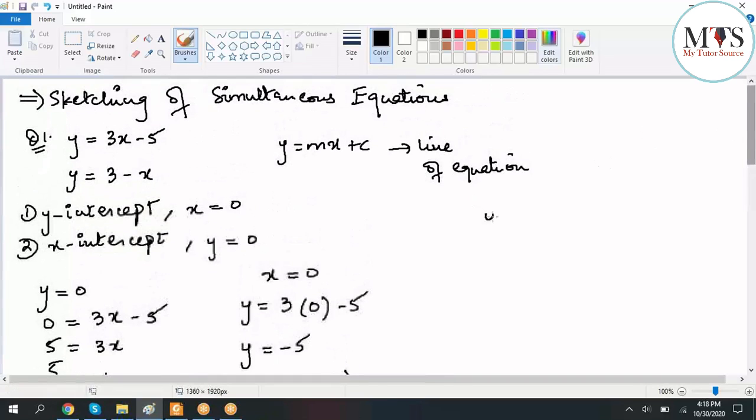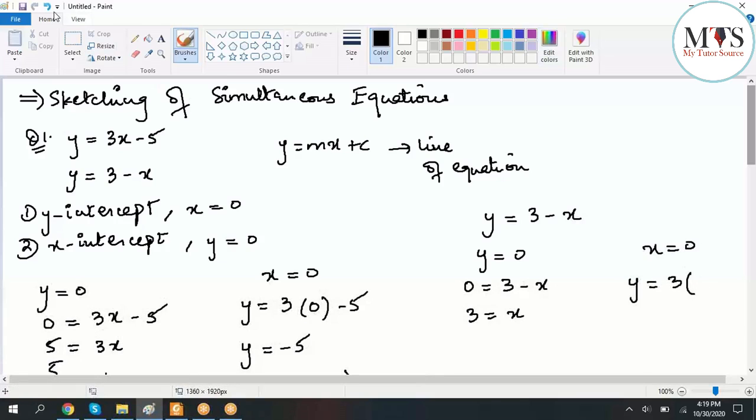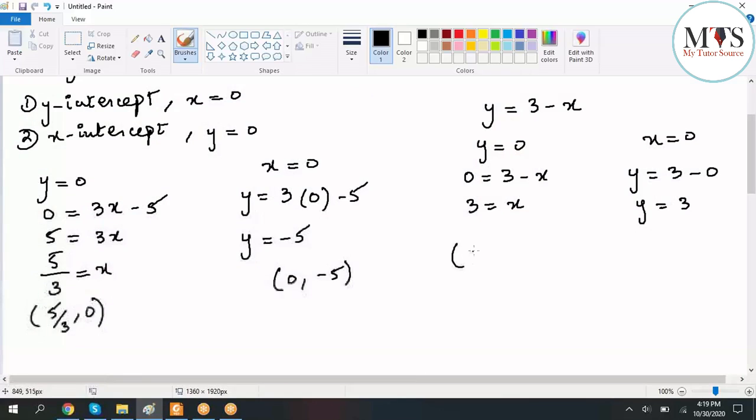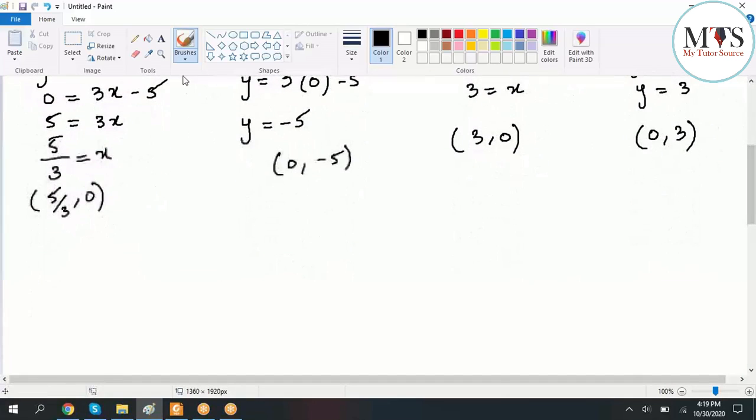Now we do the second one, y equals 3 minus x. When y equals 0, x equals 3. And when we put x equals 0, y also equals 3. So now we have 3, 0 and 0, 3. So we have these four coordinates, 2 for each equation.